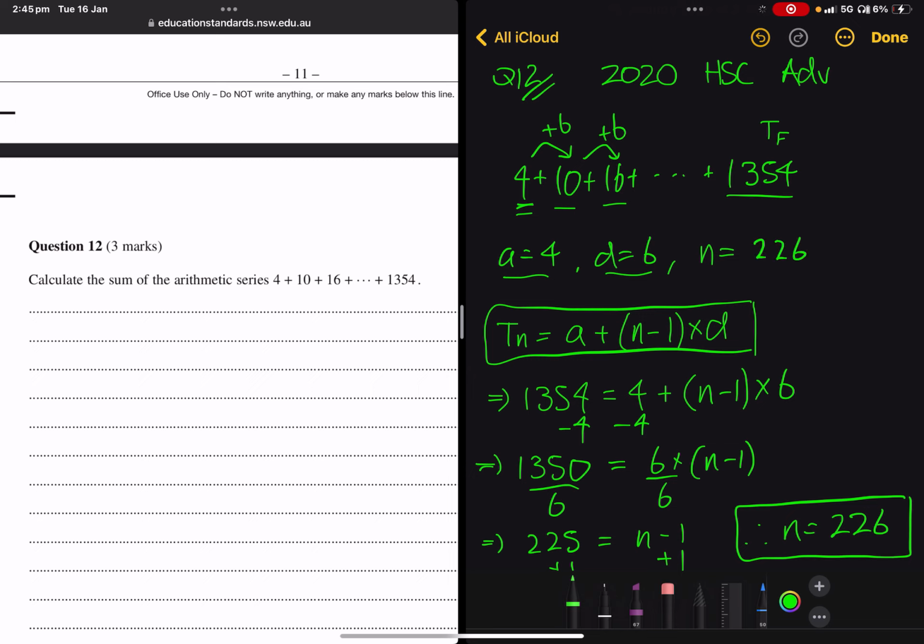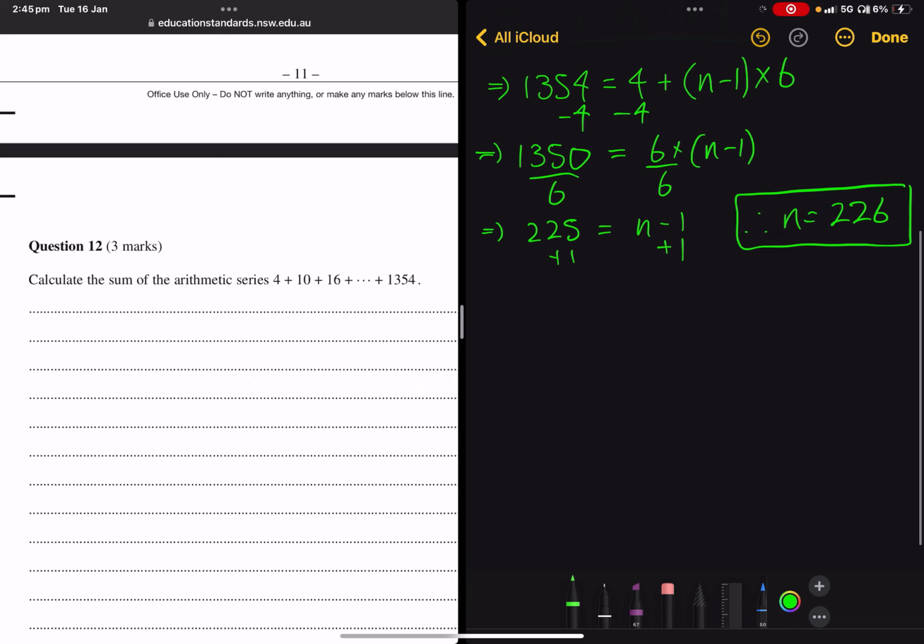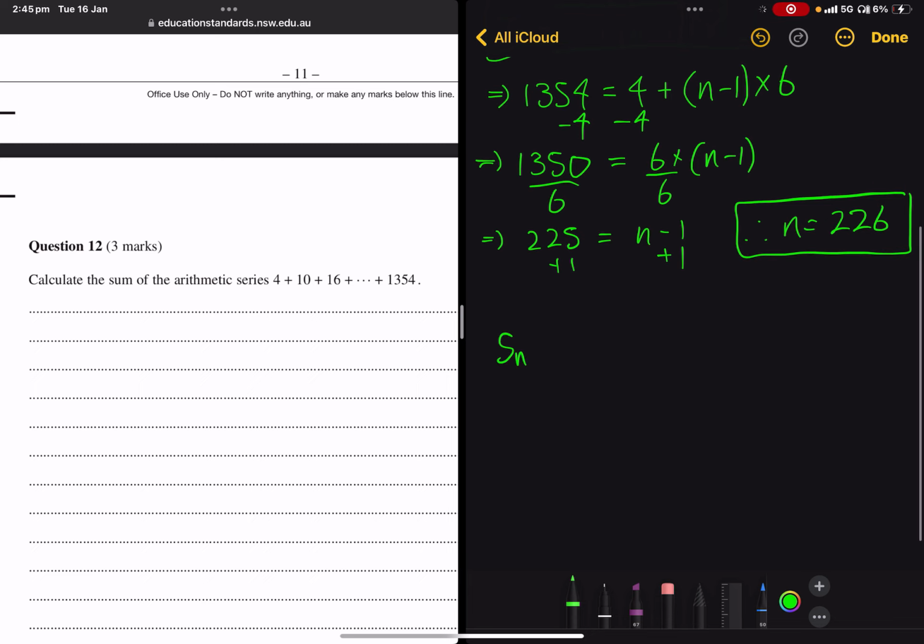So we now have the first term, we have the added or subtracted difference, we have the number of terms. We can now use the sum formula in order to work out the sum of this arithmetic series. So our sum formula is Sn. This is our standard sum formula. There is an alternative sum formula which we could use as well. So we have n over 2 multiplied by 2a plus n minus 1 times the difference. This is the standard one.